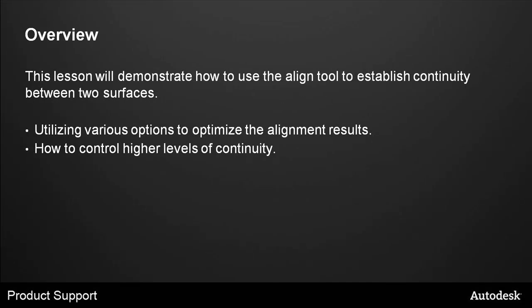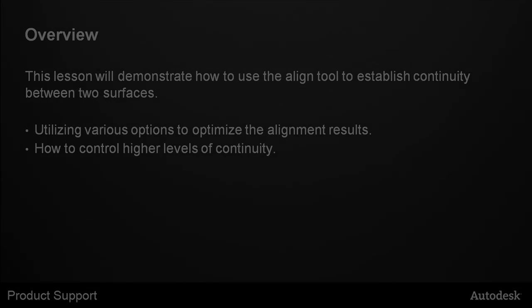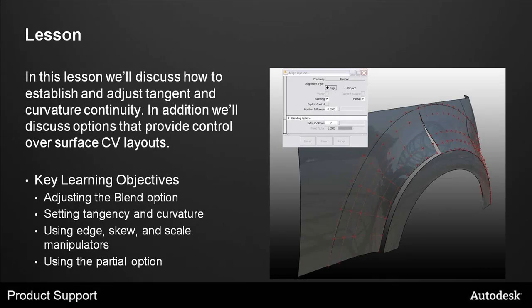This lesson will demonstrate how to use the Align tool to establish continuity between two surfaces, utilize various options to optimize the alignment results, and how to control higher levels of continuity. In this lesson, we'll discuss how to establish and adjust tangent and curvature continuity. In addition, we'll discuss options that provide control over surface CV layouts.